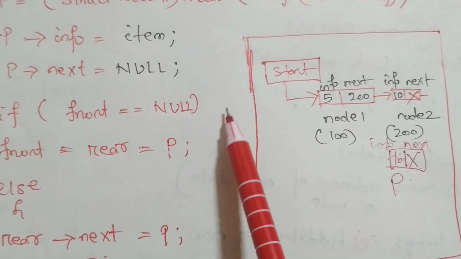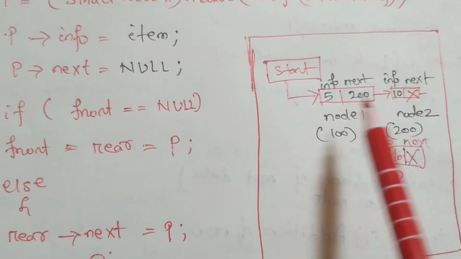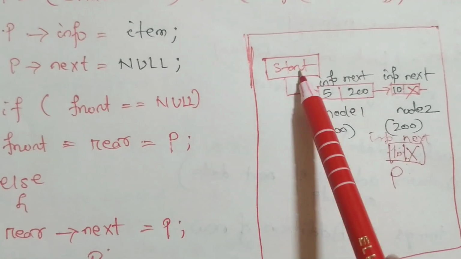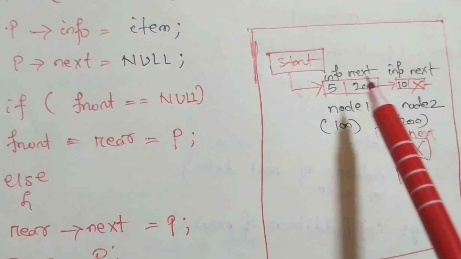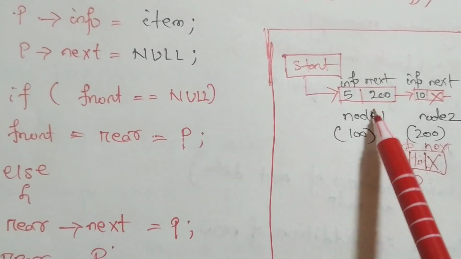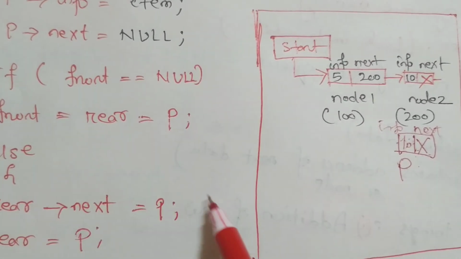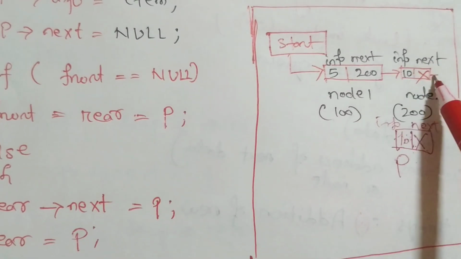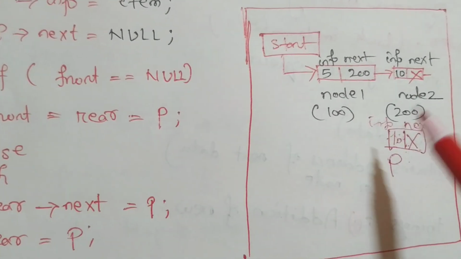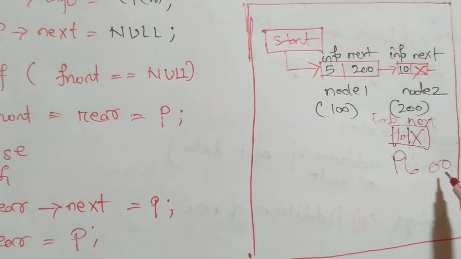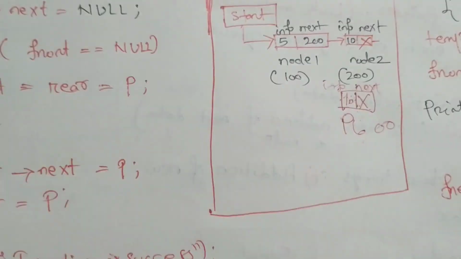If front equal to null, that means there is no existing node previously, then front equal to rear equal to P. That means the start external pointer will point to this node only, because there is no other node. But if other nodes exist, the condition is false and the else part is executed: rear next will be P. This is now the rear, its next part is null, and it will contain the address of the new node. Suppose this address is 600, then 600 will come here. Then rear equal to P. Then insertion is successful.